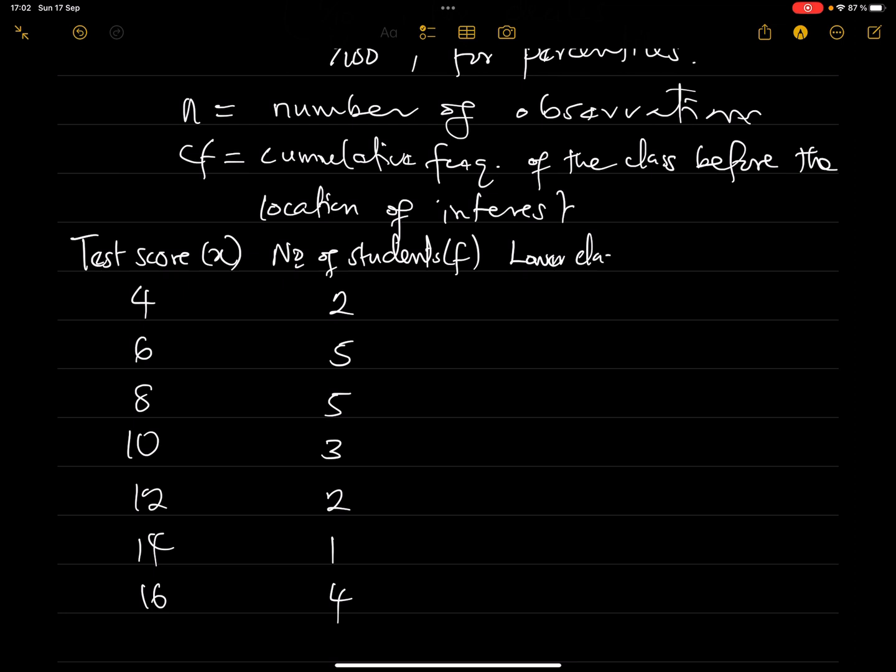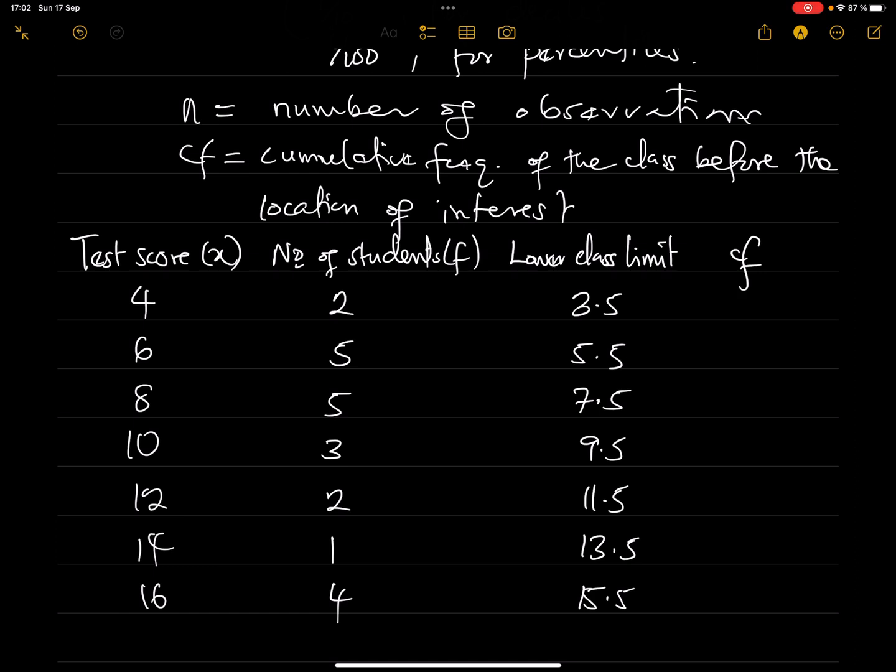Lower class limit. So for test score of 4, the lower class limit will be 3.5. Then we have 5.5. You were taught this in the previous classes. 7.5, 9.5, 11.5, 13.5, and then 15.5. And lastly, you need the CF, the cumulative frequency.